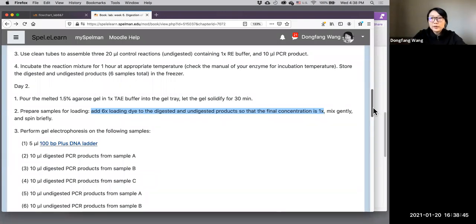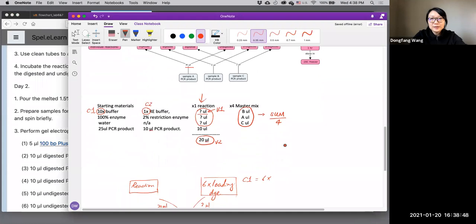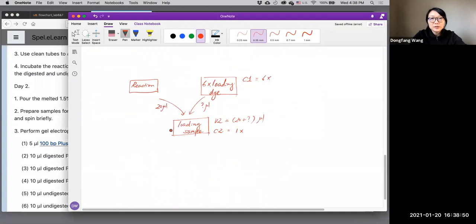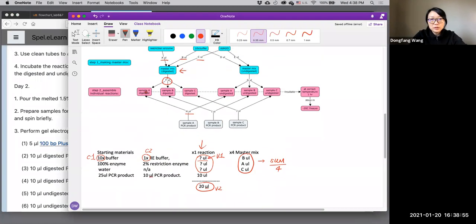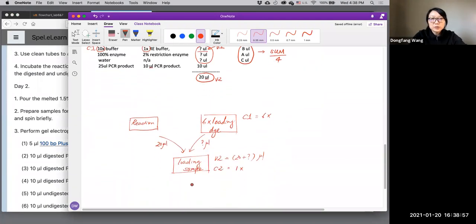I have a little flowchart already here. This is how to solve this calculation. We start with the reaction mixture, which is right here. This is 20 microliters. We're going to mix that with question mark microliters of the 6x loading dye. In this case, 6x, where x is an artificial unit, is our C1, the initial concentration. This question mark right here is our V1, how much of it we're going to use.